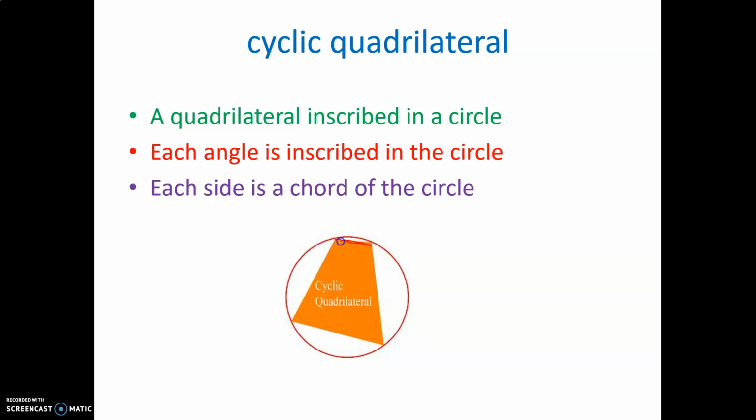So this here is a chord. This is a chord. A chord is a segment inside a circle with its endpoints on the circle. So those are four chords. And then I have four inscribed angles. There's one. Here's two. An inscribed angle, remember, has its vertex on the circle. And here is another. So each angle is inscribed in the circle, each side is a chord of the circle, and each of the vertex points is also on the circle.